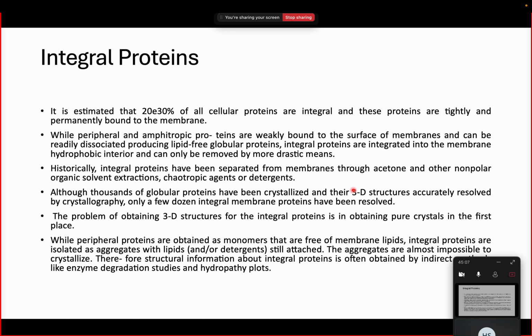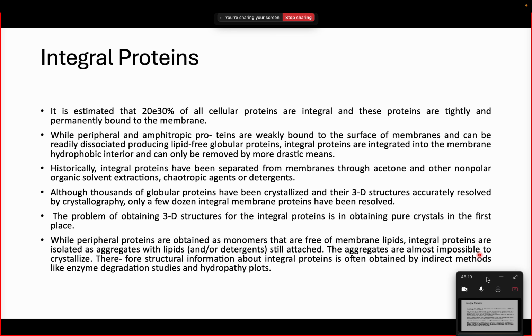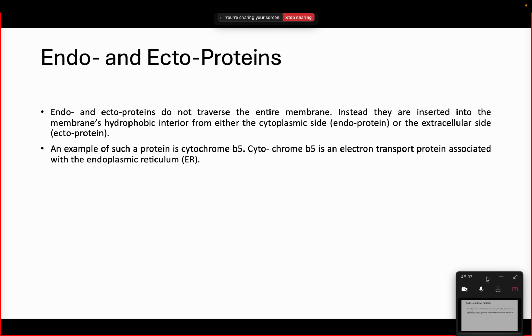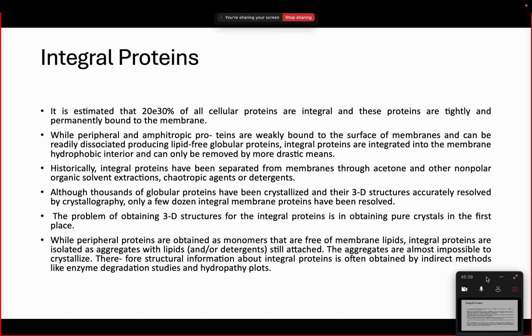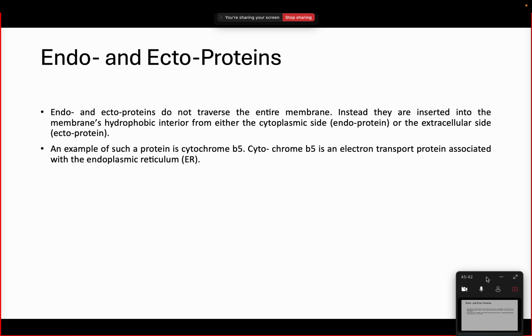While peripheral proteins are obtained as monomers that are free of membrane lipid, integral membranes are isolated as aggregates with lipids, right, which are still attached to the protein and not in the pure form, unlike globular proteins or peripheral proteins. The aggregates are almost impossible to crystallize. Therefore, structural information about integral protein is often obtained by indirect methods like enzyme degradation studies and hydropathy plots.